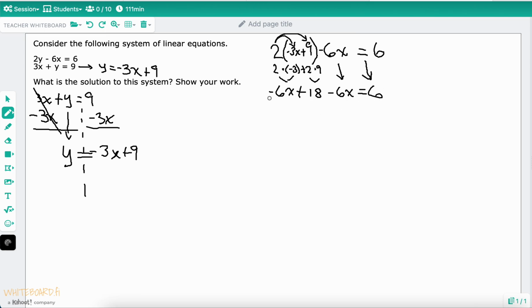Okay? Now, this and this are like terms. I have to simplify everything to the left of the equal sign by bringing like terms together. I don't have anything that's like the 18 on the left side of the equal sign, so I have to leave it alone. I have equal 6 on the right, and there's nothing to do on that side. It's just 6. So, like I said, I'm going to bring together negative 6x and minus 6x. So let me write that down here so you know what the step is.